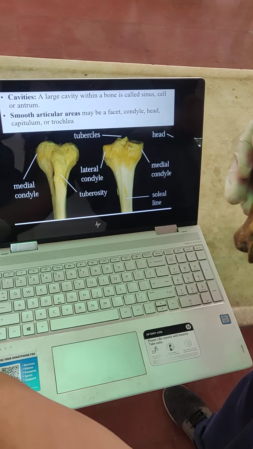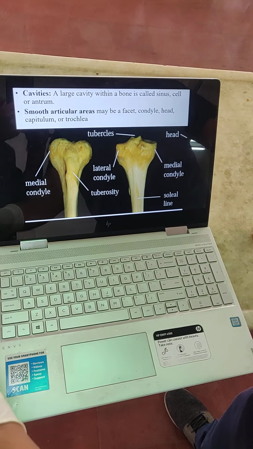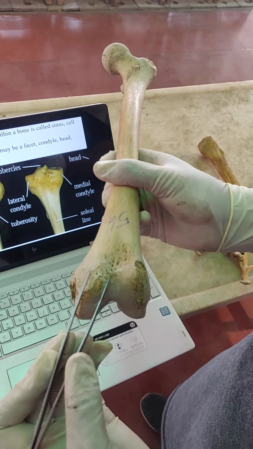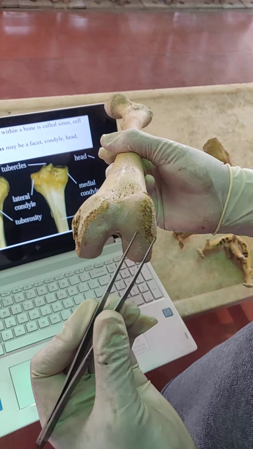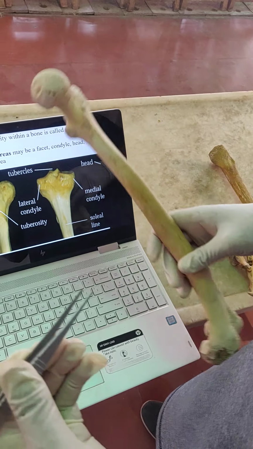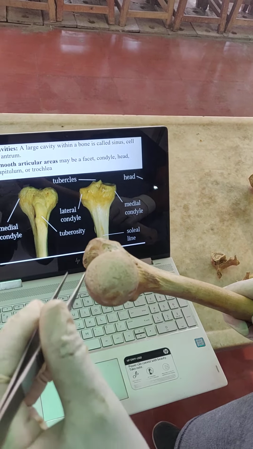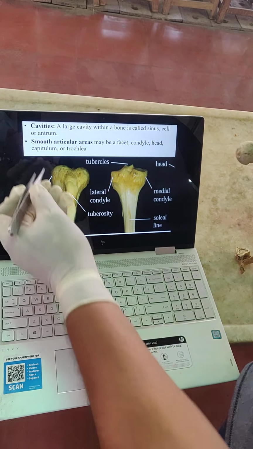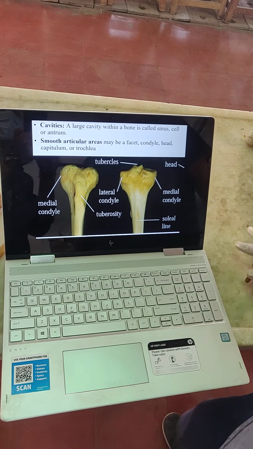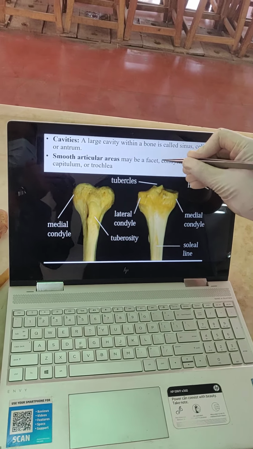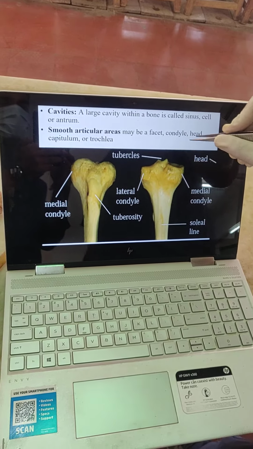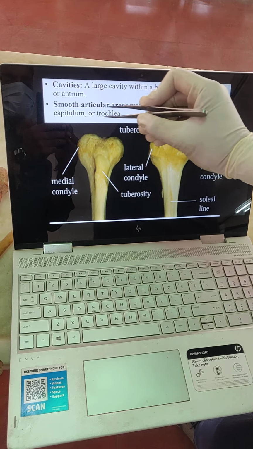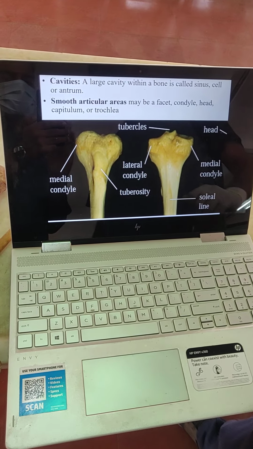There are some bones with a condyle here. This is the smooth articular facet inside the femur. This is the medial condyle, and this is the lateral condyle. This one is the head of the femur. So a smooth articular area may be explained as a facet. In some bones it is explained as a condyle, in some places it is mentioned as a head, capitulum, and trochlea.